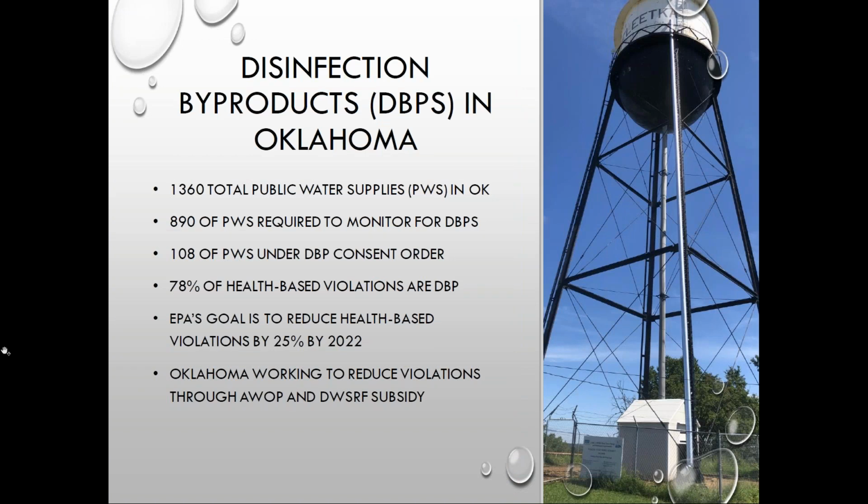Disinfection byproducts, DBPs, in Oklahoma. Oklahoma has approximately 1,360 total public water supplies, and 890 of these are required to monitor under the DBP rules. And 108 of those 890 are currently under a consent order for DBPs. Oklahoma has approximately 78% of their health-based violations related to DBPs. And as many of you know, EPA's goal is to reduce health-based violations by 25% by 2022, which is less than a year and a half away.